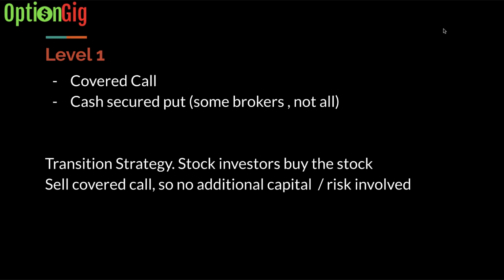Okay, so let's talk about level 1. Now level 1, most of the brokers, almost all brokers, will allow you to do the covered call option trading strategy. It means if you are assigned level 1 privilege, the only thing you can do is a covered call. Some brokers, not all, may allow you to do a cash secured put also.